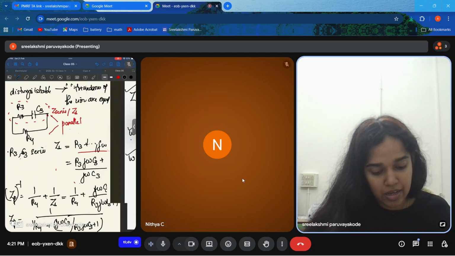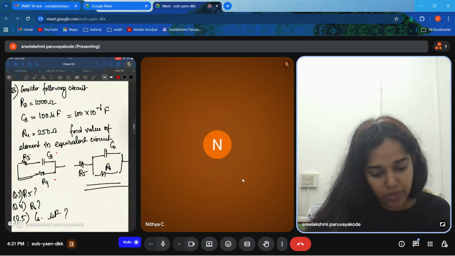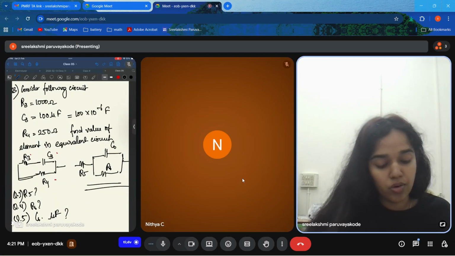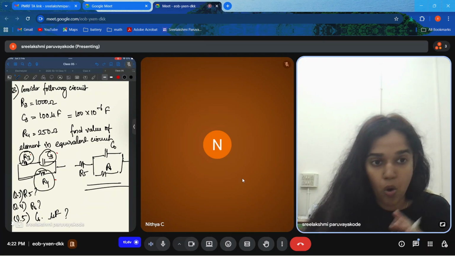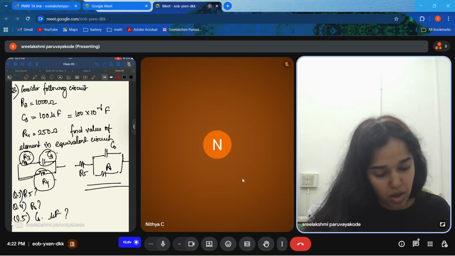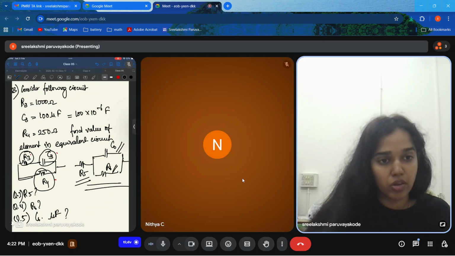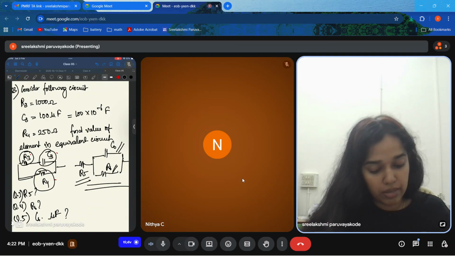Okay, the question is, you are asked to consider a circuit where you know the values of R3, C3 and R4. You know all three values. Now you have another circuit where you don't know the values of R5, C6 and R6. But you know that they are equivalent circuits. What do you mean by equivalent circuit? I had given you an example before.